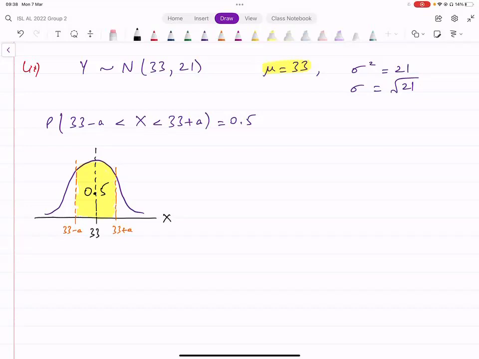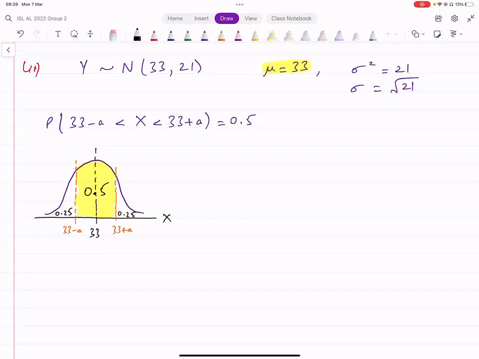Now, using the symmetry of the curve, what do you think about the areas on the sides? How much is this region and how much is this region? 0.25 each, right? 0.25 and 0.25, right? So how much will the right region be? 0.25. And how much will the left region be? That will also be 0.25.